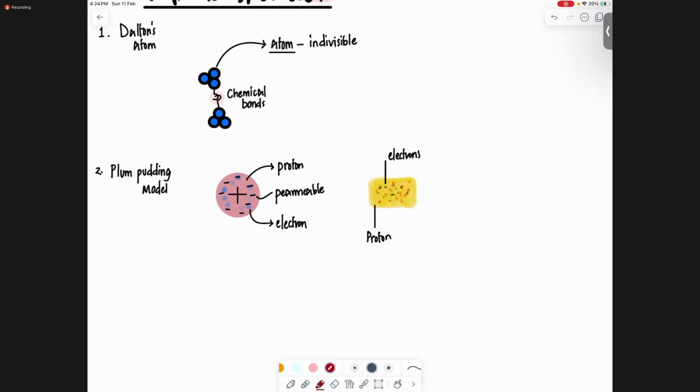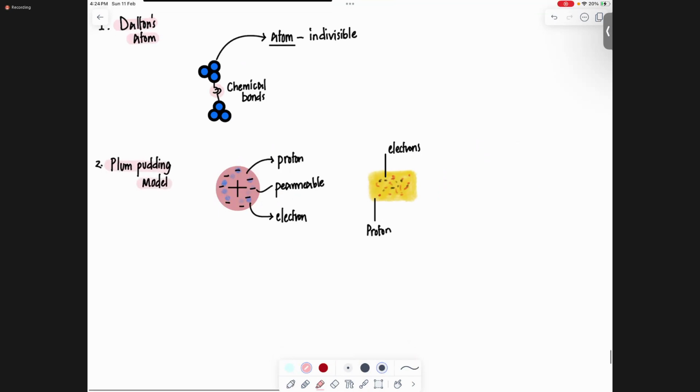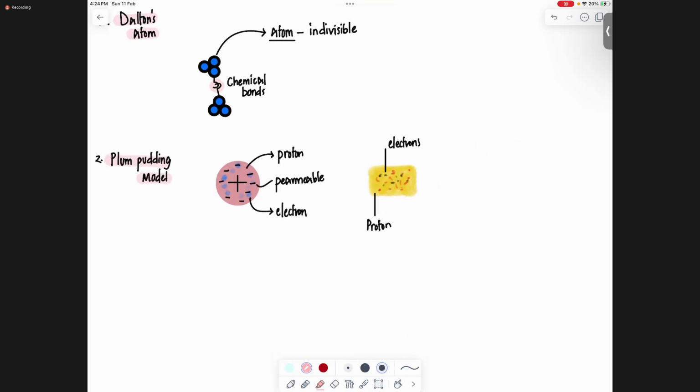And it was well accepted. People actually liked this model. It made a lot of sense because they really didn't have any other option though. So they thought, yes, this is it. This is the plum pudding model. Atoms look like this, like a ball. It's permeable. Permeable means things can go through it, and the thing is positively charged, and the particles floating inside, the electrons, are negatively charged, right?